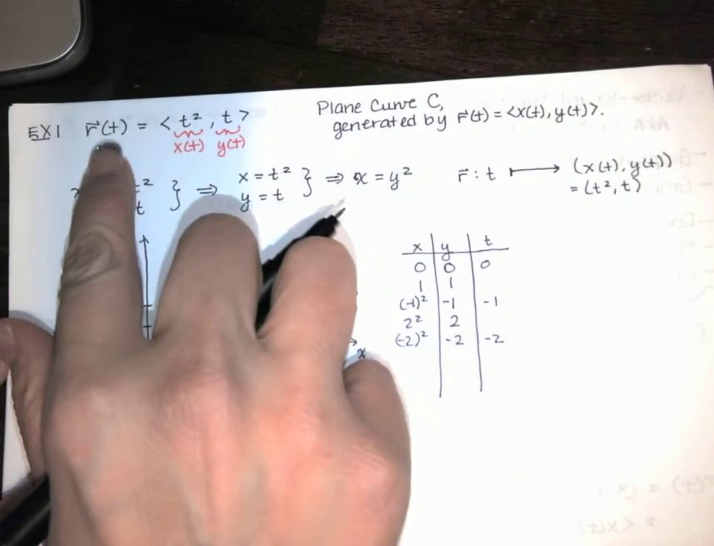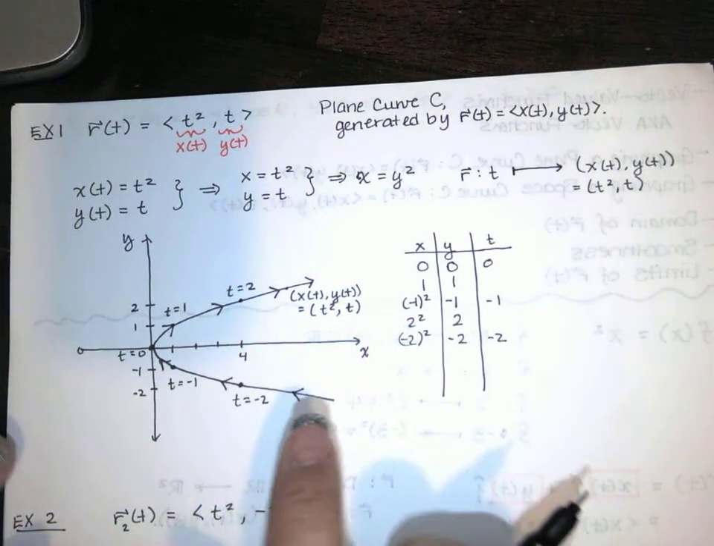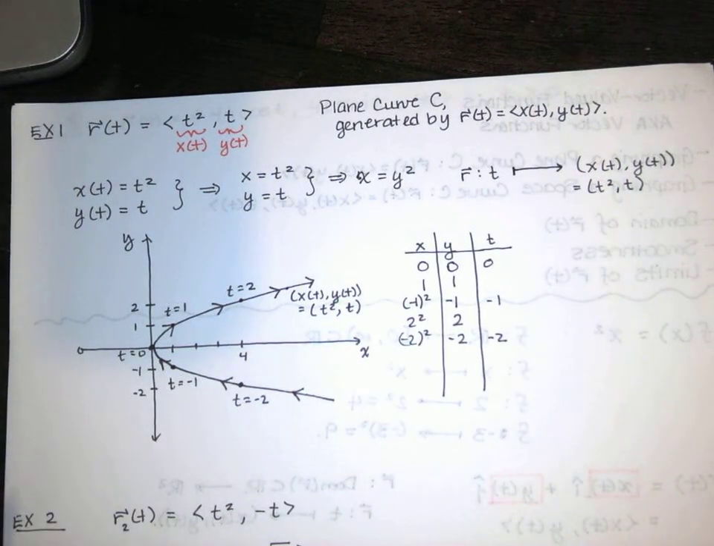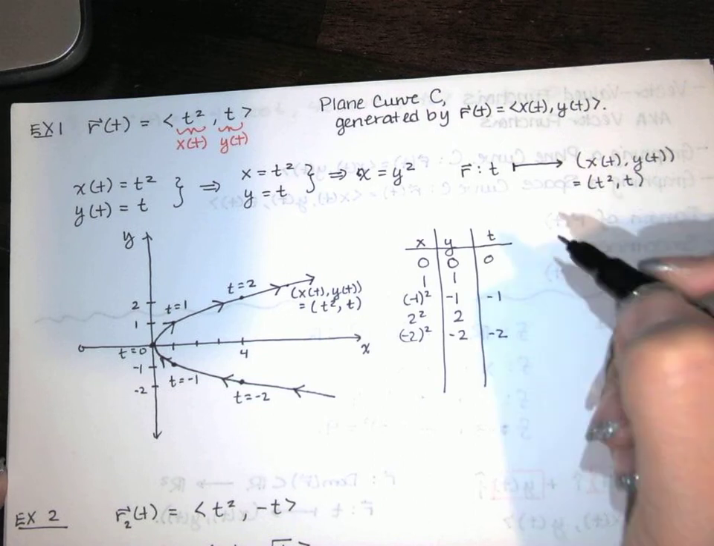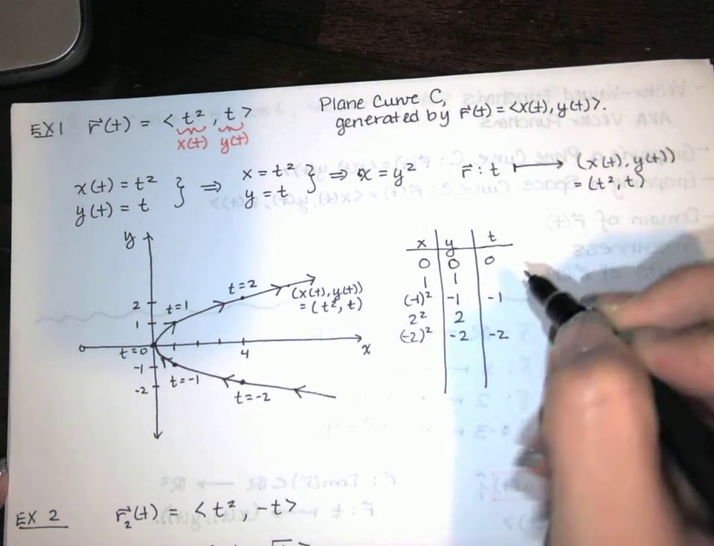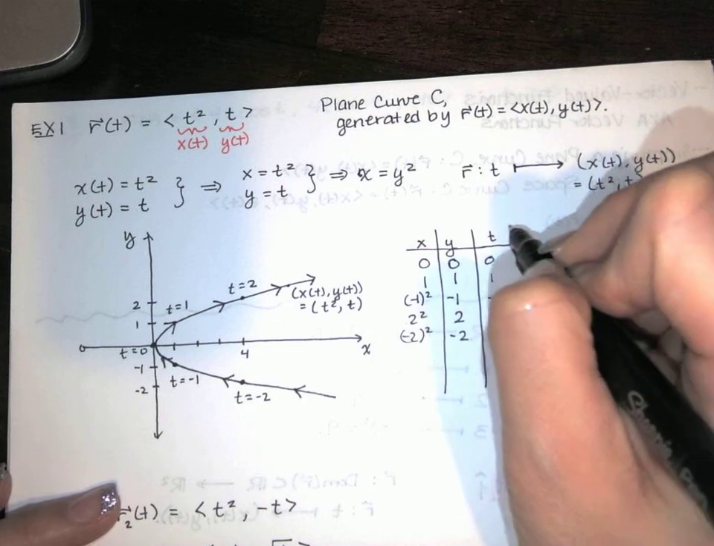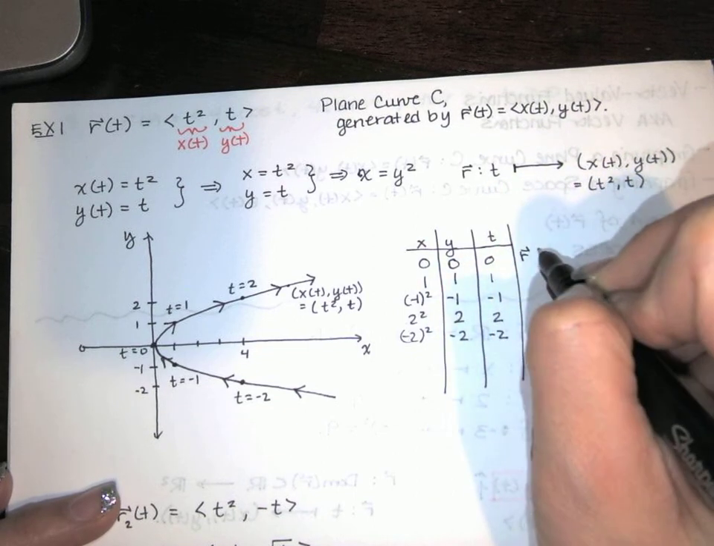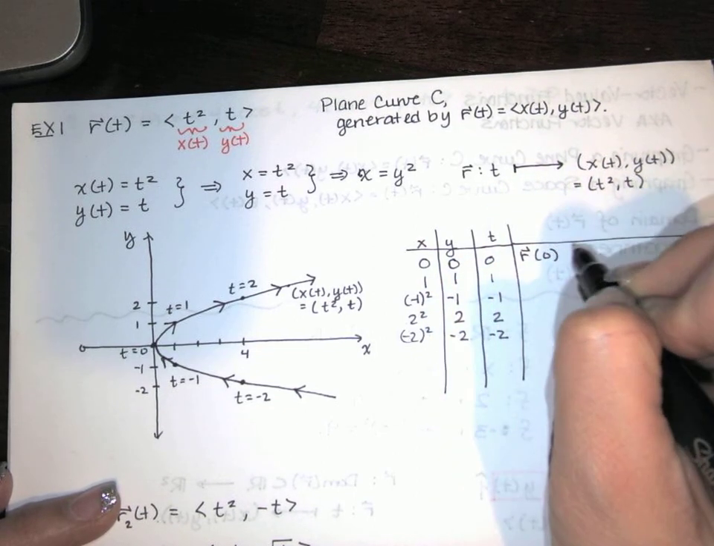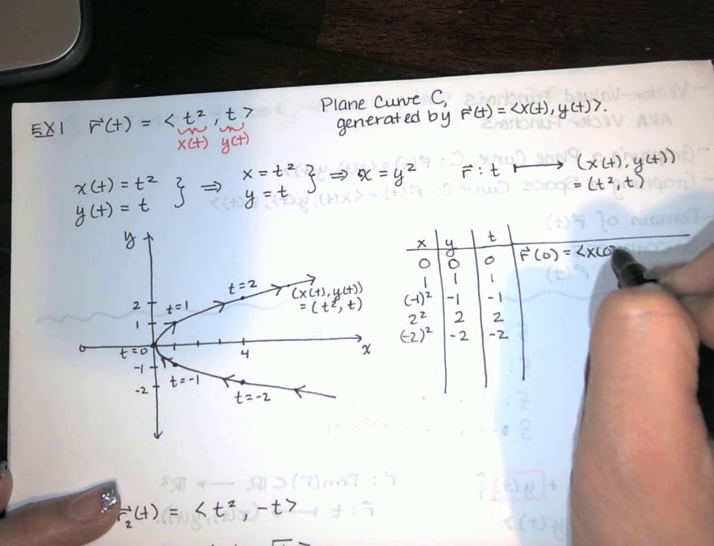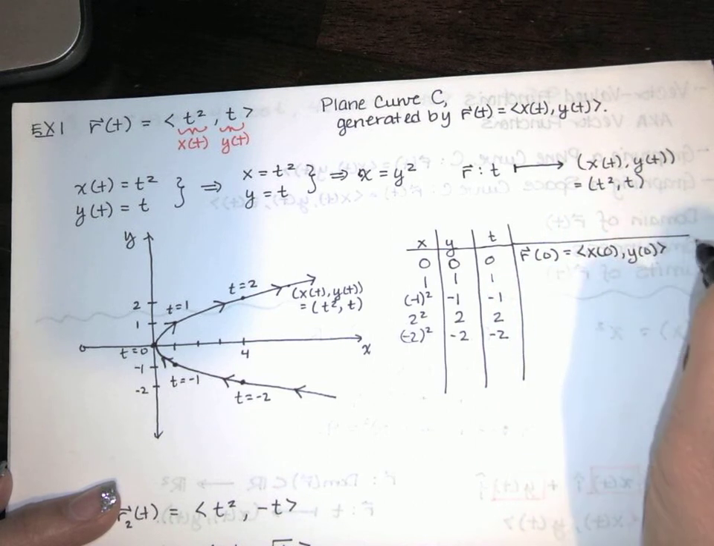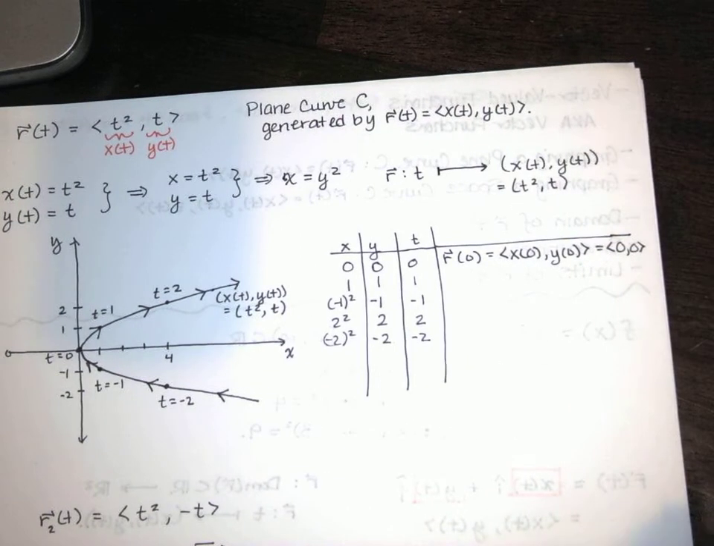But if I want to sketch r of negative 2 and r of negative 1 and r of 0 and r of 1 and r of 2, well, those are vectors. Let me put this together for you. x of t is t squared and y of t is t, so I'm just going to fill that in. So r of 0 has components x of 0, y of 0. So it's actually a pretty boring vector. It's just the 0 vector, 0, 0.